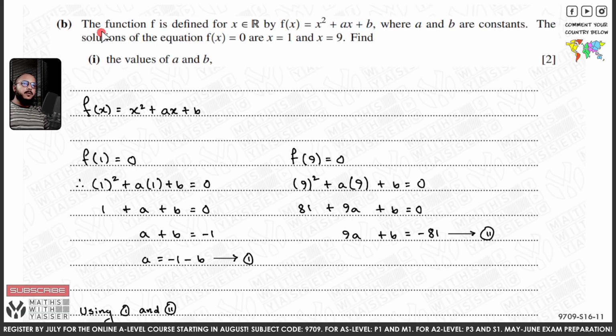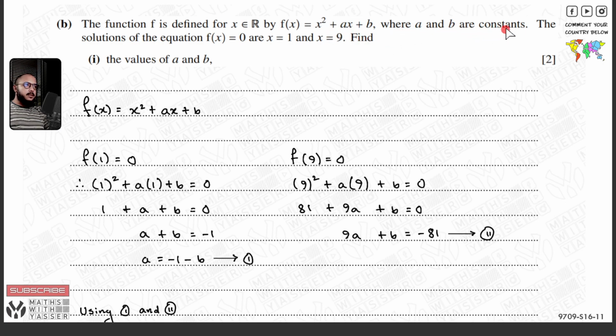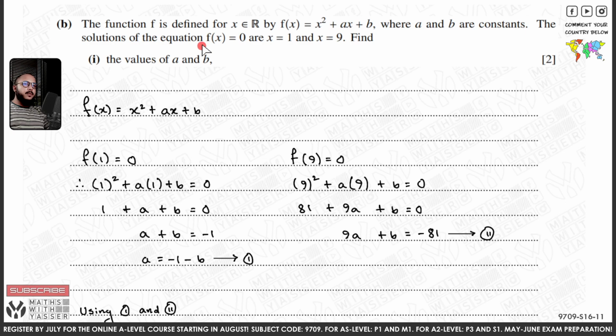In the next part of the question, the function f is defined for x an element of real values. The function is x squared plus ax plus b, where a and b are constants. The solutions of the equation f(x) equals 0 are x is 1 and x is 9. We need to find the values of a and b. So you can see that there are two unknowns and two pieces of information provided. That means it will eventually lead to simultaneous equations.